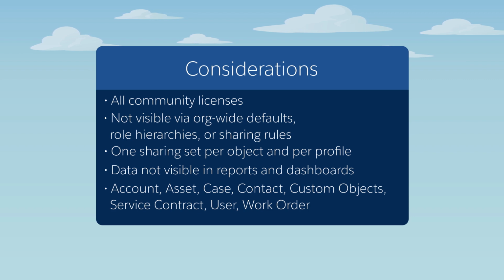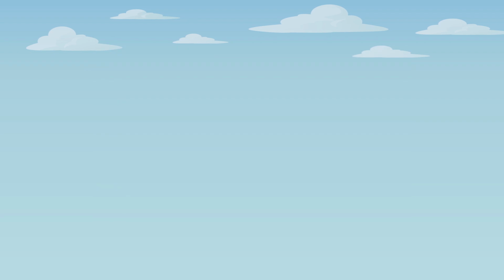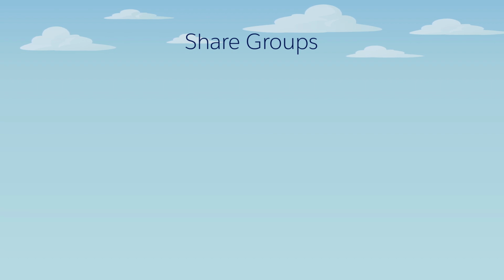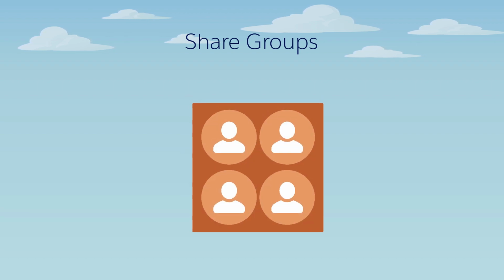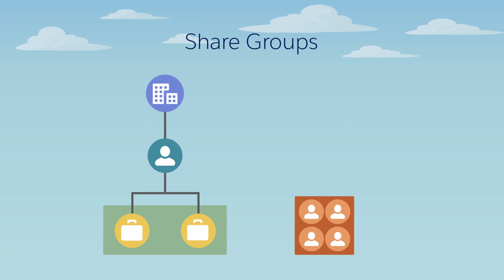We learned that sharing sets only work with community licenses. So how do your internal users get access to records owned by external users? Welcome to Shared Groups. Shared Groups grant internal users access to records shared through sharing sets. A user in a shared group gets full access to records owned by users associated to the sharing set.